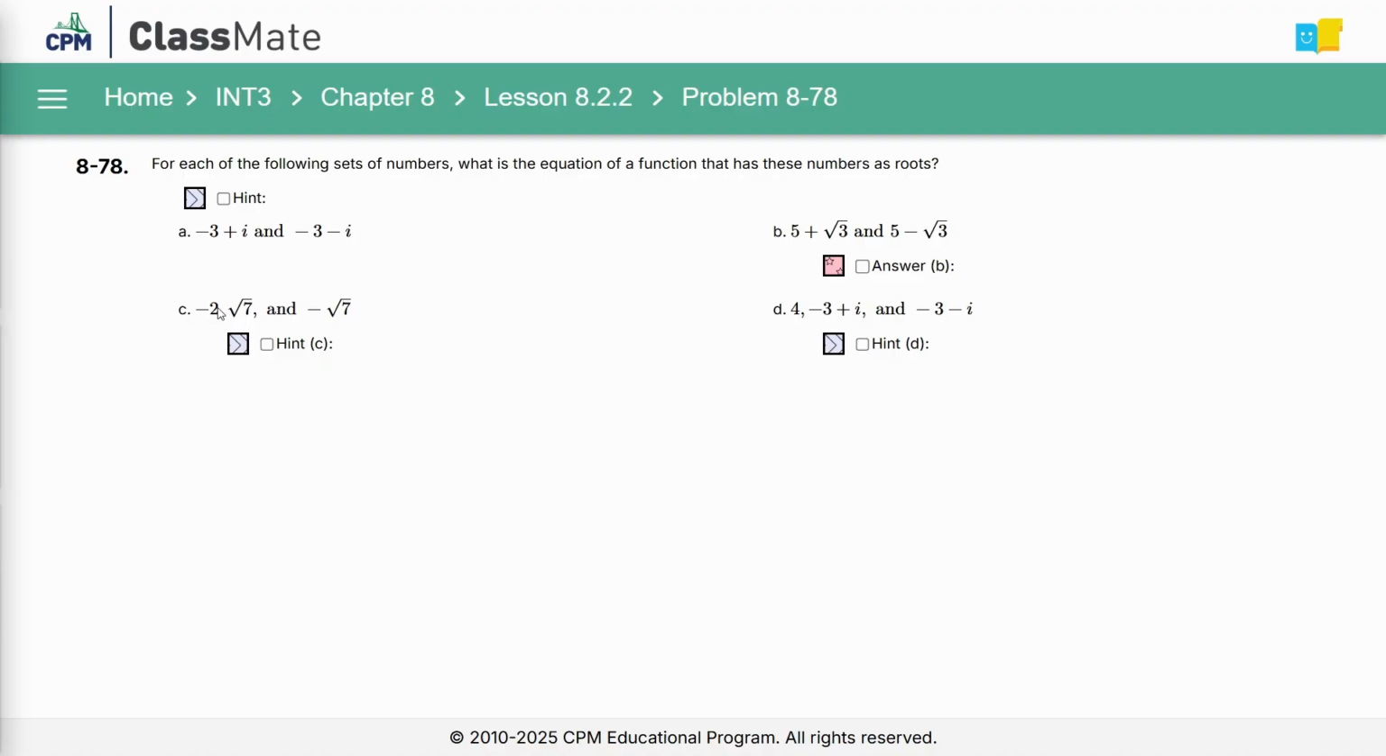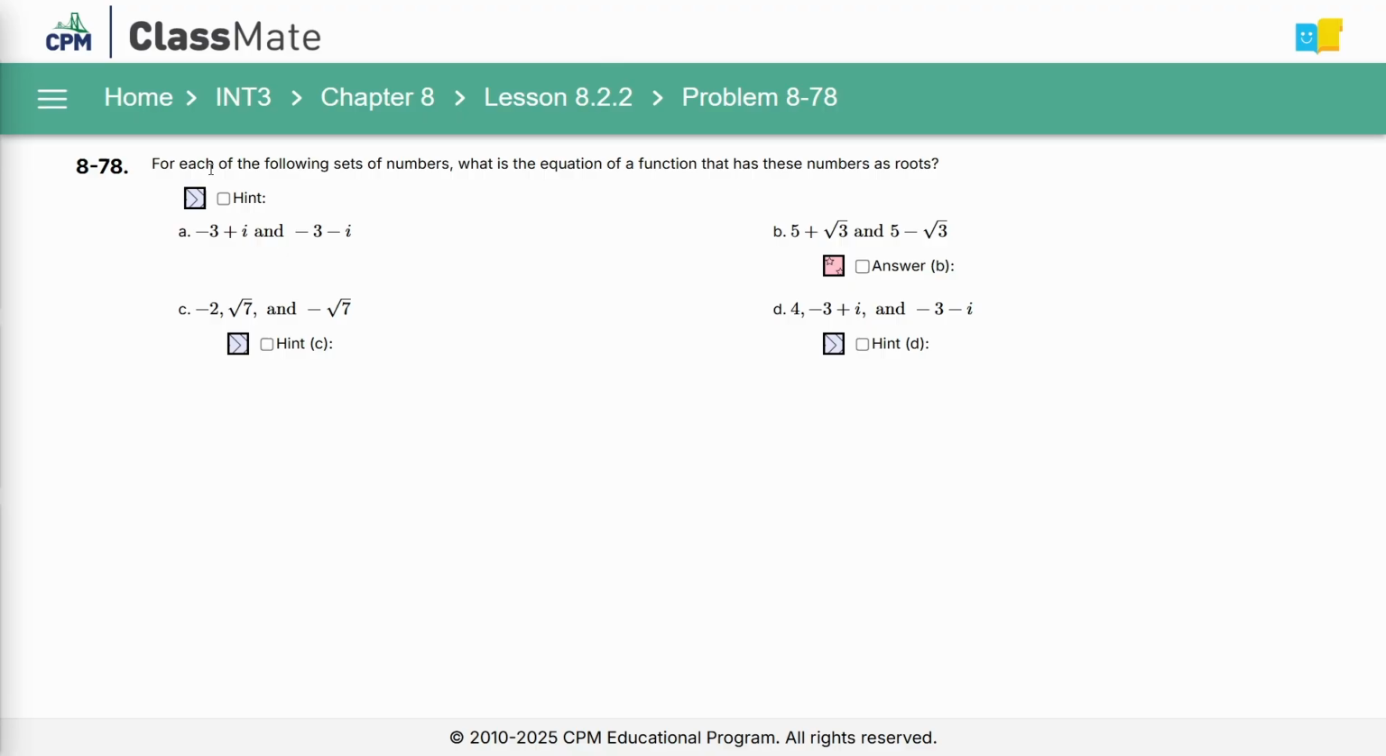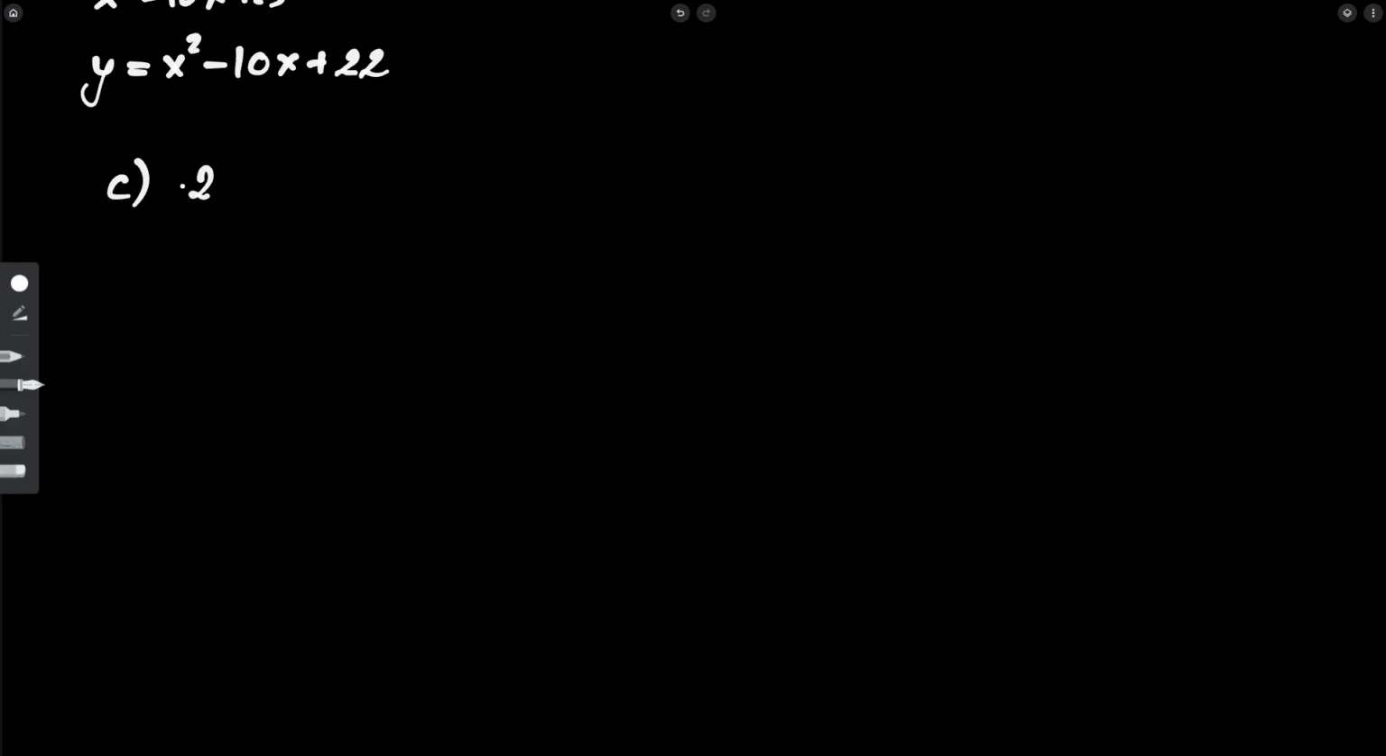For part C, here we have a lot of roots: -2, square root of 7, and square root of -7. Coming back here, we have part C. We have, what were they? -2, negative root 7, and positive root 7. Alrighty. Here, we can set all of these equal to x, like this, and like this.